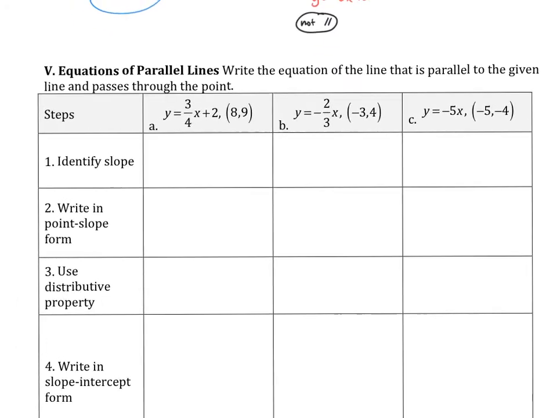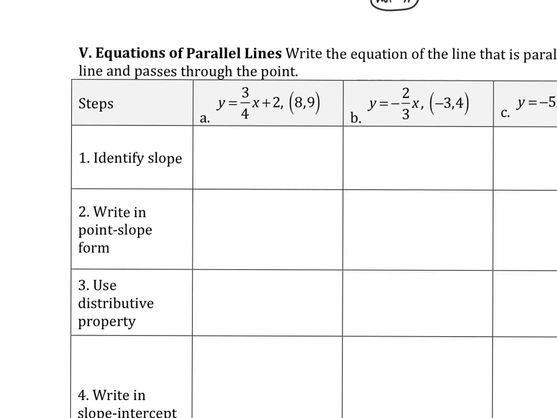Equations of parallel lines. We're going to write the equation of the line that is parallel to the given line and passes through the given point. So it passes through this point, but is parallel to this. So let's walk through and see what our steps are. Number one, we're going to identify the slope of my line. We're going to write in point-slope form. Then we're going to distribute out the slope and convert this to slope-intercept form.